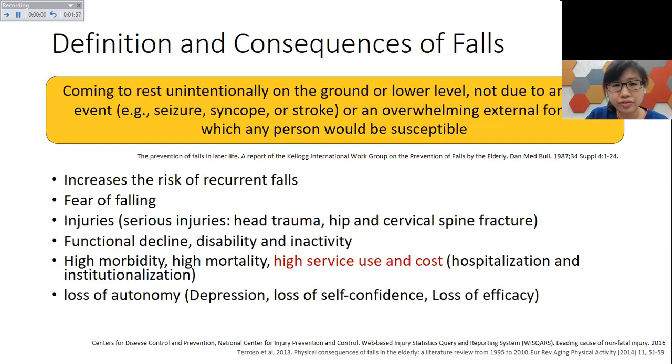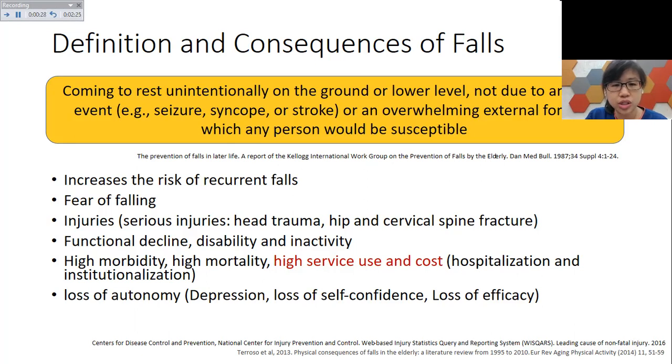Now, to better understand falls in patients with rheumatological disease, we first need to define fall. A fall is defined as an event which results in a person coming to rest unintentionally on the ground or lower level, not due to an acute event, nor due to an overwhelming external force to which any person would be susceptible.